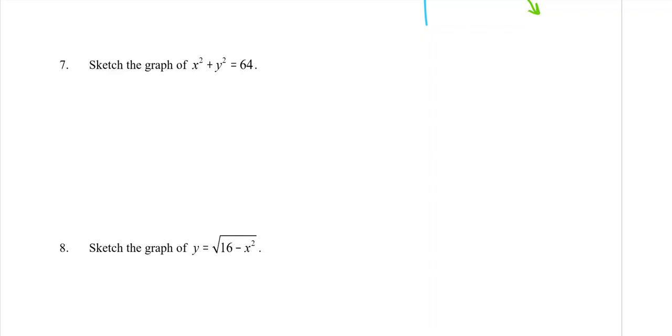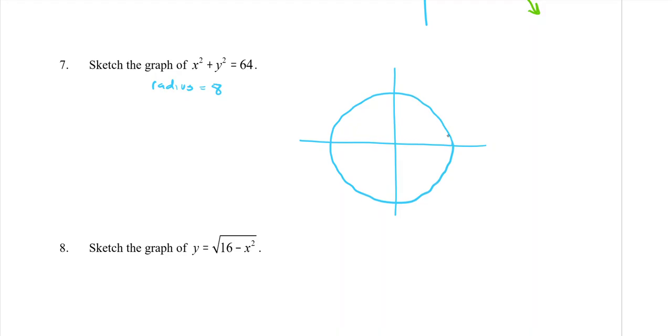All right. Sketch x squared plus y squared equals 64. That is a circle. What is the radius? Yes, radius equals 8. So showing the radius and having the center on the origin is the most important thing, but try not to let your circle look too square. 8, 8, negative 8, and negative 8. That's it. That's all you have to show.